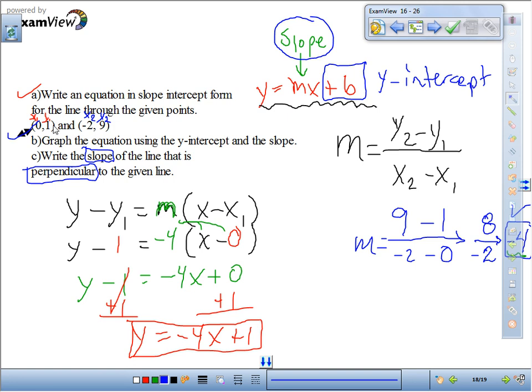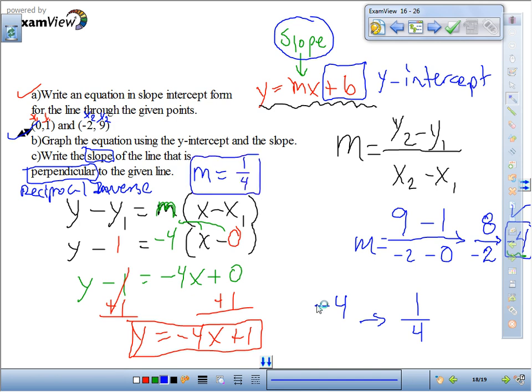The word perpendicular, as soon as you see that, you need to write reciprocal inverse. Remember that? So let's see. What is my slope of the current line? Negative 4. What is the reciprocal inverse of negative 4? Think about it. Positive 1/4. So for part C, you're going to write m equals 1/4.